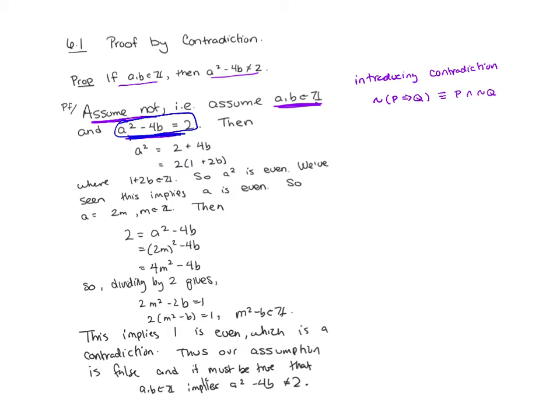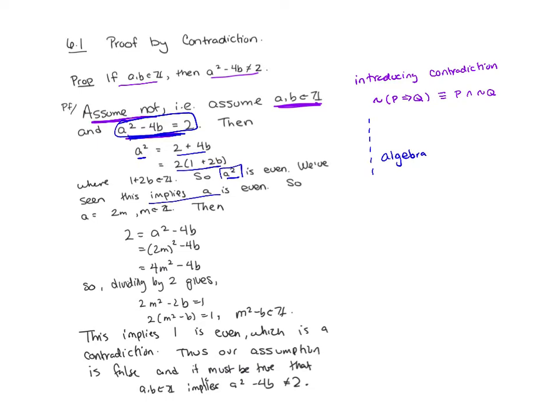So I can move things around. A squared is equal to this. So a squared is 2 times something. So a squared is even. Right, so this is my algebra step. But let's see where we're going to try to lead to. I get a squared is even.